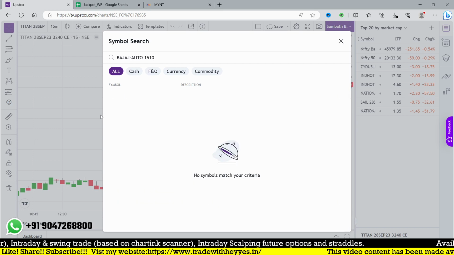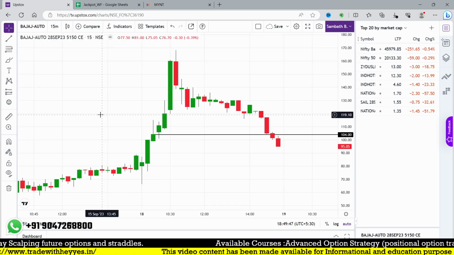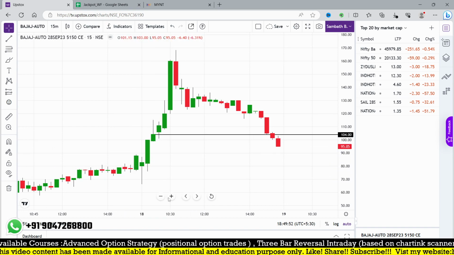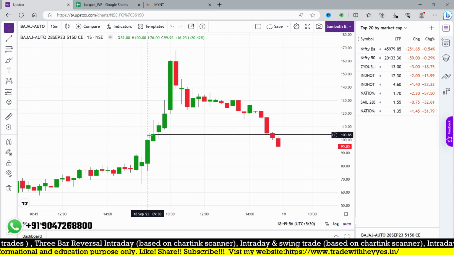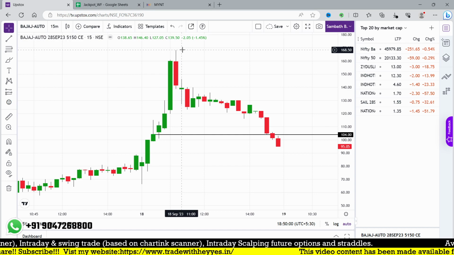From this list, I found some stocks like Bajaj Auto 5150. That is the one option which I found in the live market today. You see, this is the first candle and the second candle. Our entry point should be around 104, in the second or third candle. This is the entry which triggered, and then it went up to 168.